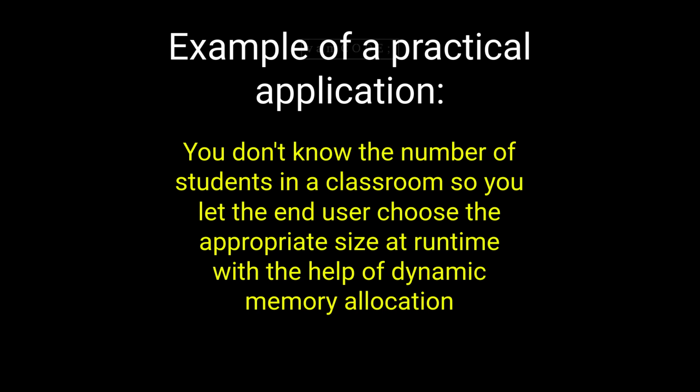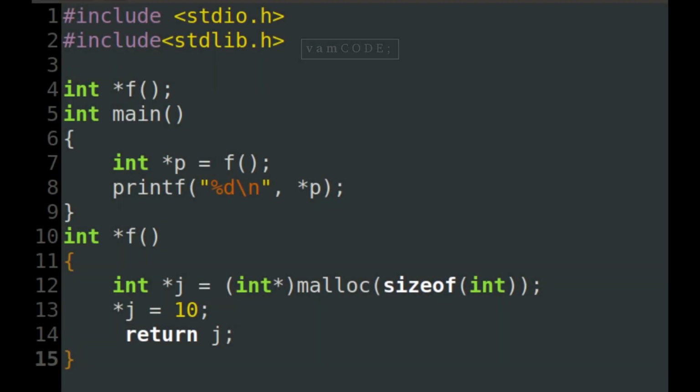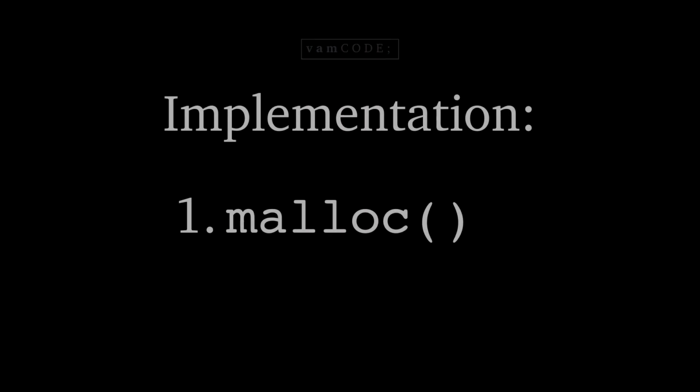This is a very simple definition. There are some more advanced features which dynamic memory allocation lets you do, for example, letting you return a locally declared pointer back to the main function. We will not be going through the advanced stuff in this video. Let's now proceed to the implementation part of dynamic memory allocation.